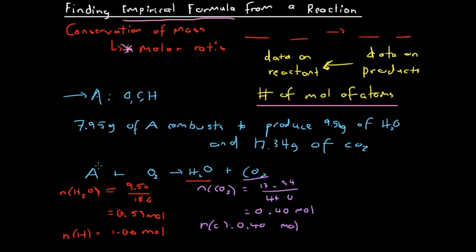So what we're going to do, we know we've got 7.95 grams of A. So we know that A consists of 1.06 mole of hydrogen, 0.40 mole of carbon, and some oxygen. So we know that we can work out the mass of oxygen in compound A using these values over here. So the mass of hydrogen, we know the molar mass of hydrogen is 1.0 grams.